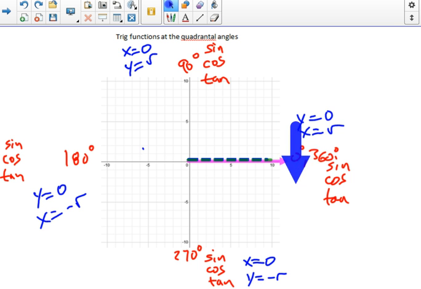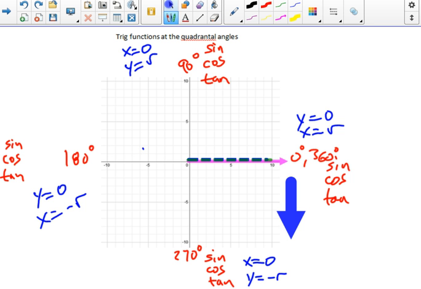So now let's look at our trig values. What would the sine be? If the y is 0, I really don't care what r is then, do I? Because the sine is 0 over r, and 0 divided by anything is just 0. So the sine of a 0 degree angle is in fact 0.